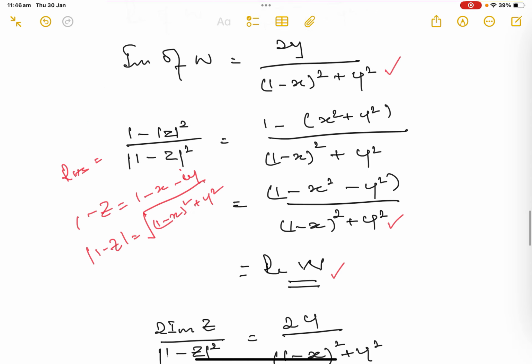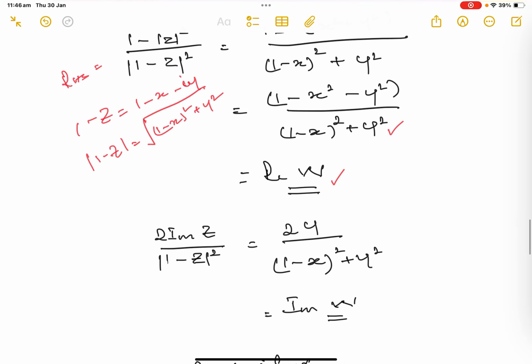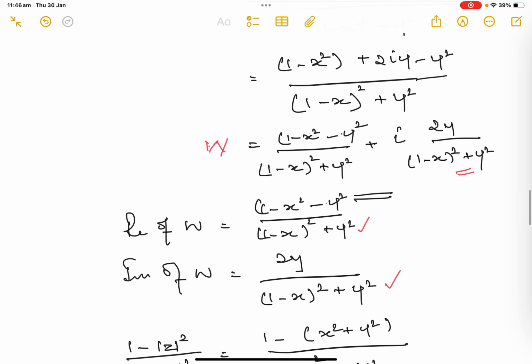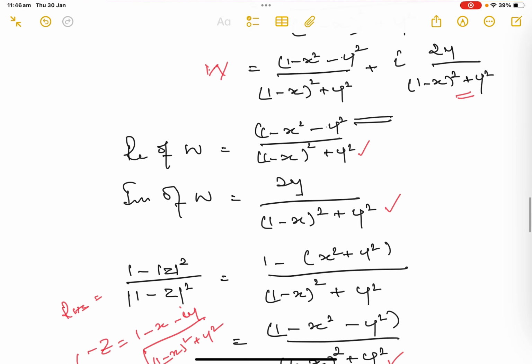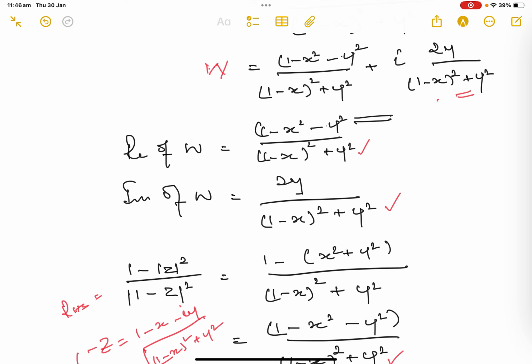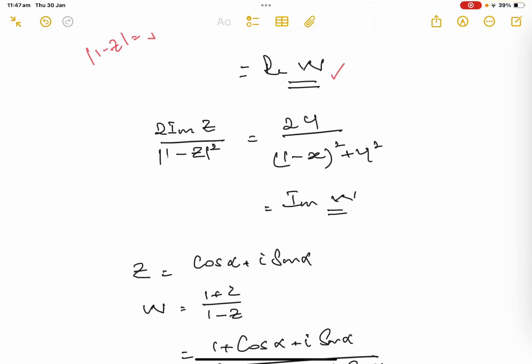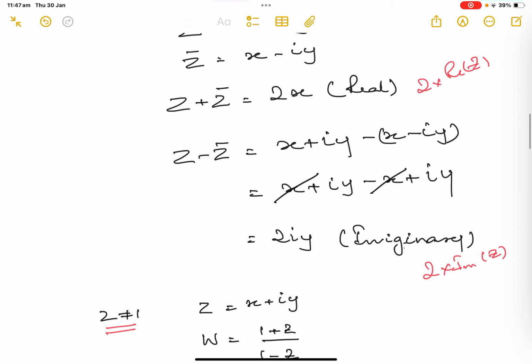And the imaginary part here, 2 times the imaginary part of z is 2y. So the 2y over that. Now, if you look at the w here, i times 2y over 1 minus x squared plus y squared. So therefore, 2 times the imaginary part of z divided by the modulus of 1 minus z squared is the imaginary part of w. That's done.